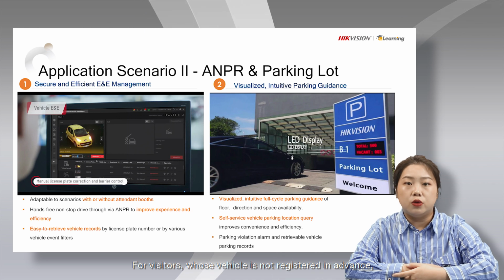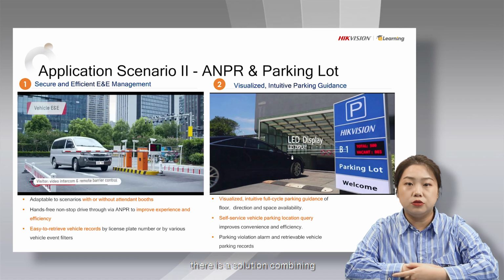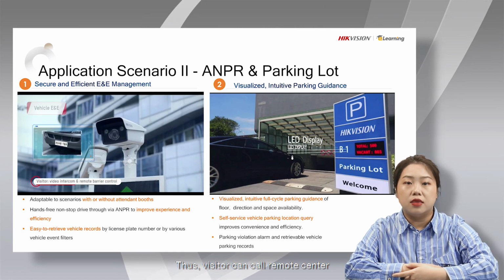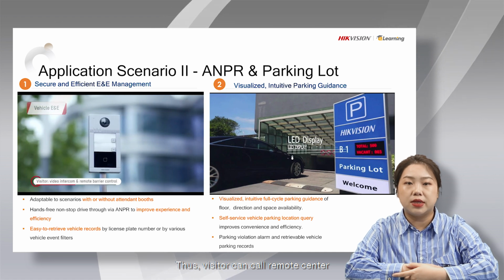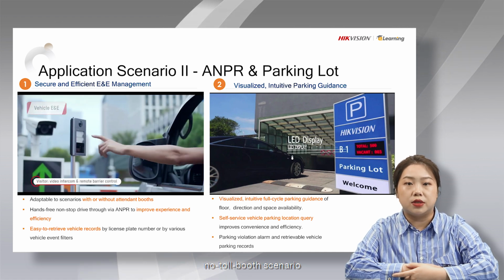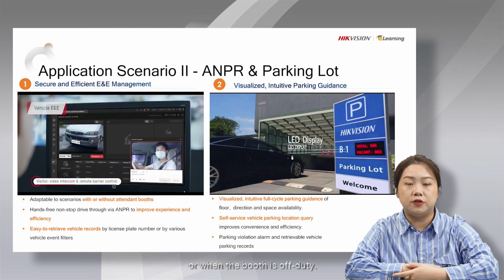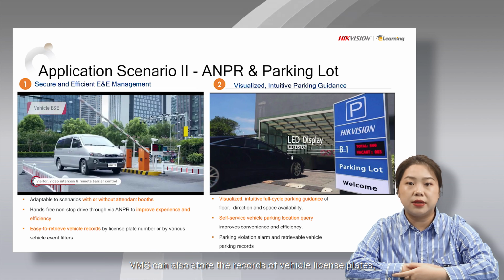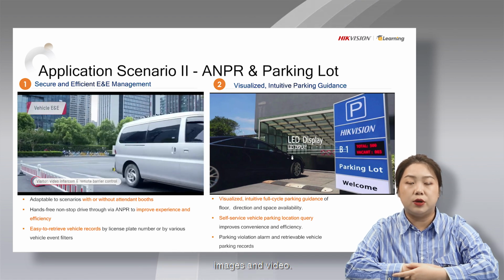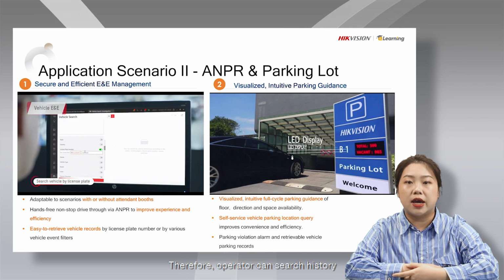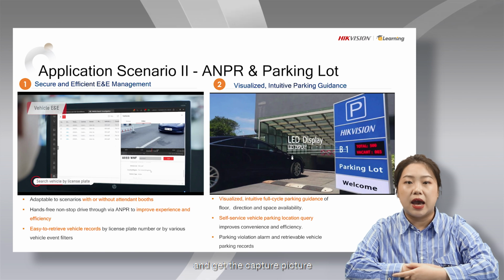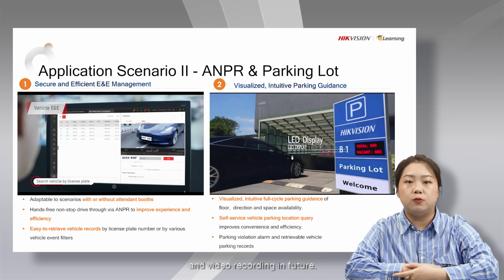For visitors whose vehicle is not registered in advance, there is a solution combining video intercom and remote barrier control. Thus, visitors can call the remote center for non-toll booth scenarios or when the booth is off duty. VMS can also store the records of vehicle license plates, images, and videos. Therefore, operators can search history passing records according to the license plates and get the capture picture and video recording in future.